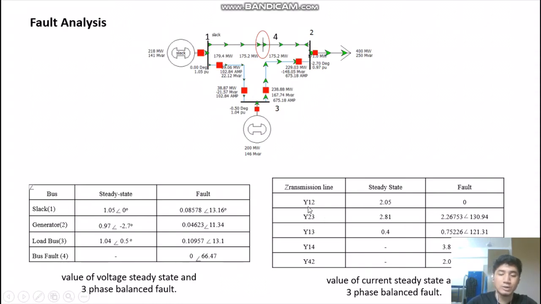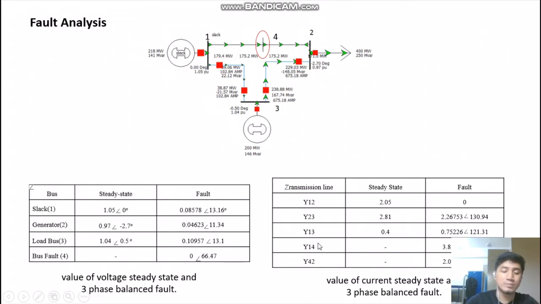The transmission lines also change after a fault occurs. For Y12, the initial current is 2. After the fault, the current becomes 0. For Y23, the initial current is 2.81. After the fault happens, the current decreases to 2.26753. So on, Y13 goes from 0.4 ampere to 0.75226.